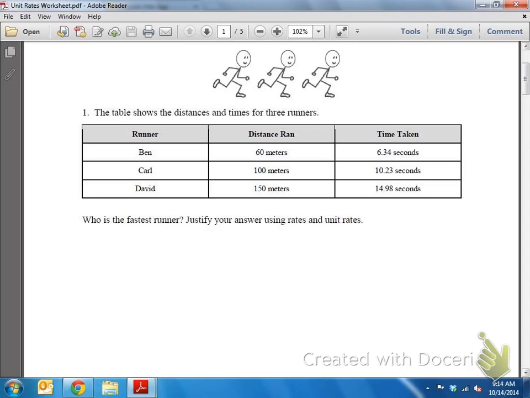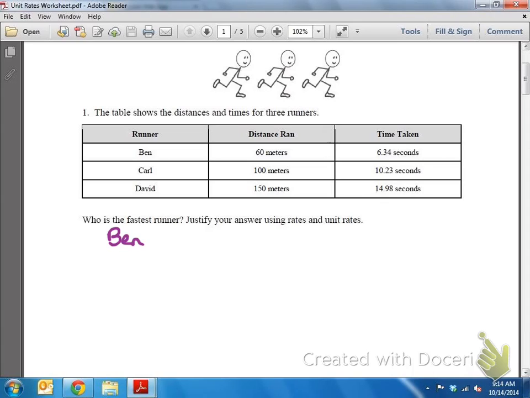So rather than looking at just the time or the distance they ran, we put them together, meaning we put distance over time, because time always goes in our denominator. When we talk about time, we want to know the length of something over time, typically. So we're going to put our information in here and find the unit rate for each runner. We'll start with Ben.